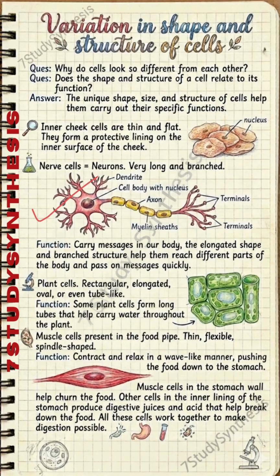Next क्या आ जाते हैं? Plant cells आ जाते हैं। कैसे हैं? Rectangular हैं, elongated हैं, tube-like भी हैं। ये देखिए diagram में। Xylem vessels tube-like ही है ना? That is why they carry water throughout the plant. So the structure shape is related to the function.